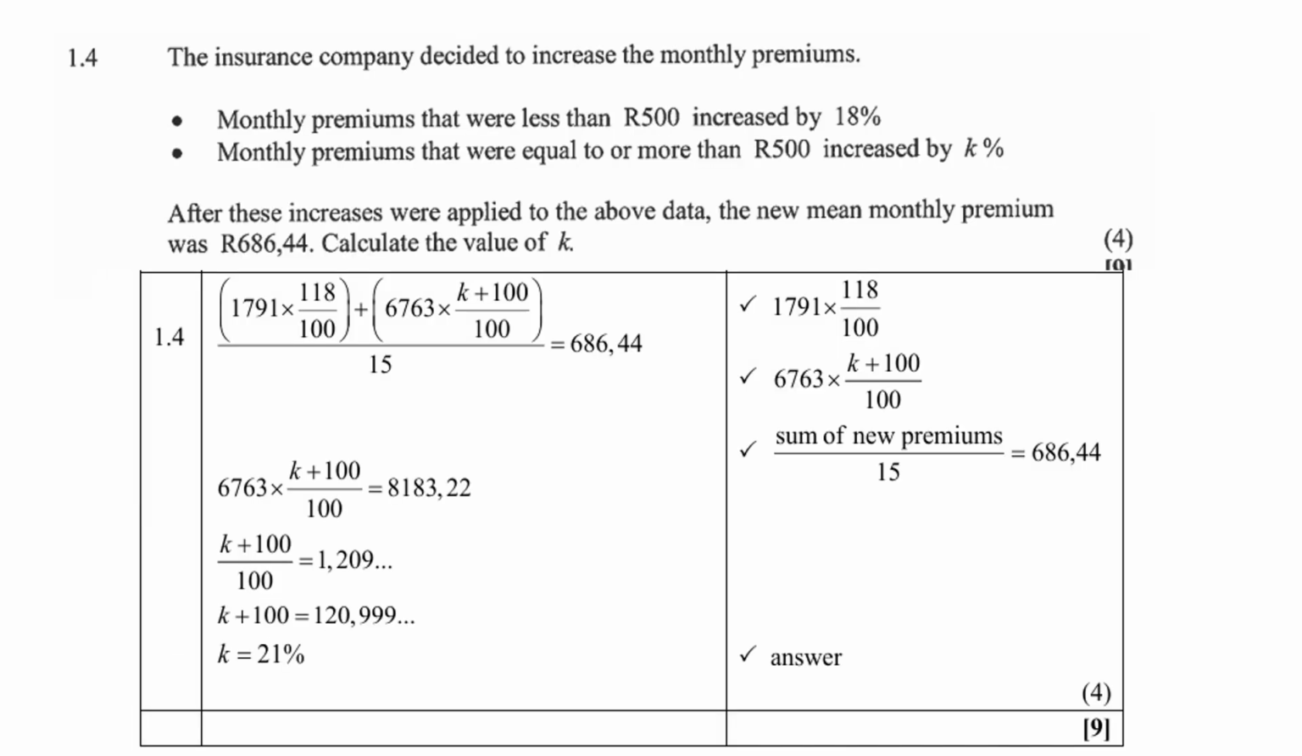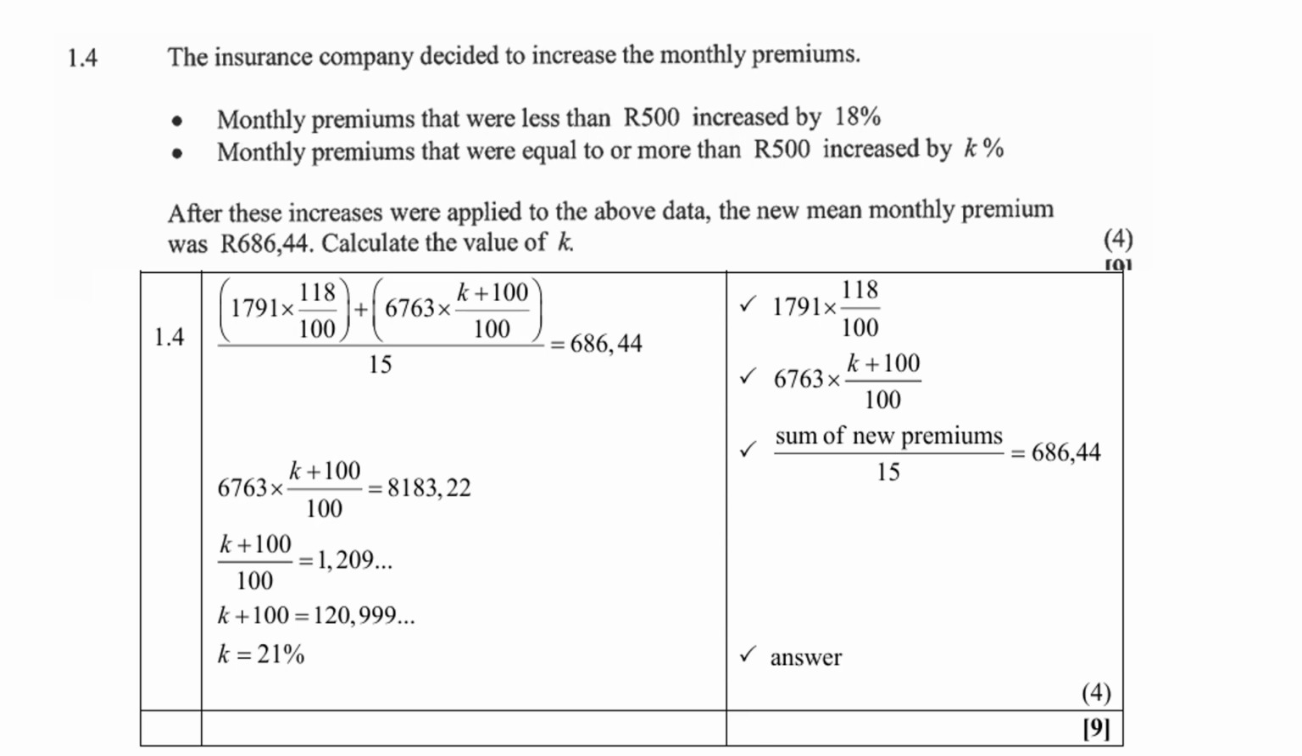Right, 1.4, which is slightly more challenging. So it's your level 3 example, for instance. The insurance company decided to increase the monthly premiums. The monthly premiums that were less than 500 Rand increased by 18%. Monthly premiums that were equal to or more than 500 increased by 3%. And after these increases were applied to the above data, the new mean monthly premium was then 686 Rand and 44 cents. Calculate the value of K.